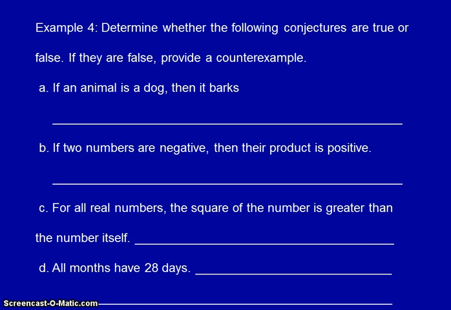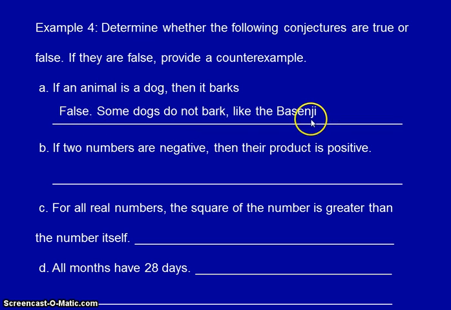Example 4. Determine whether the following conjectures are true or false. If they are false, provide a counterexample. A. If an animal is a dog, then it barks. Can you think of an example of an animal that is a dog that does not bark? A basenji does not bark. So A would be false, because we found one example of an animal that's a dog, but it does not bark.